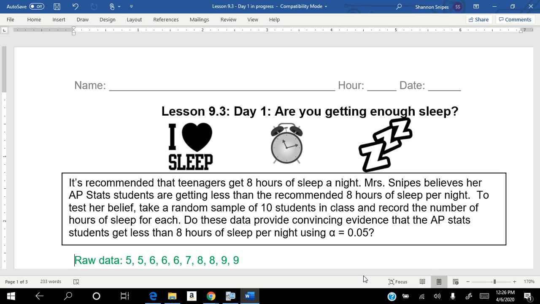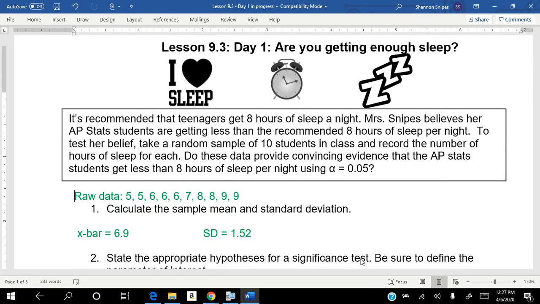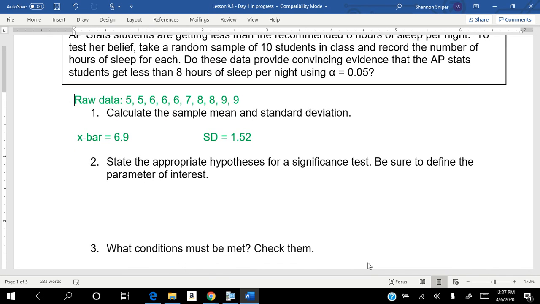But we'll see. So to test the belief that you are truly getting less than the recommended 8 hours, I took a random sample of 10 of you and recorded the number of hours of sleep each of you got. When you answered that Google question, I used the random number generator and picked 10 of your names. You can see the raw data there. So let's run a test of significance to see: do these data provide convincing evidence that AP Stat students get less than 8 hours of sleep per night, using an alpha level of 0.05? I put the data into my calculator and got a sample mean of 6.9 and a sample standard deviation of 1.52. I ran one variable stats on the raw data.